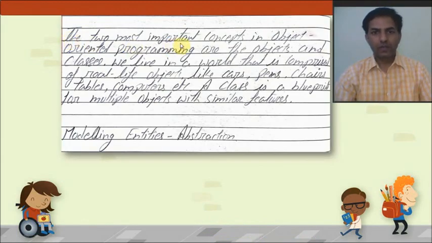The two most important concepts in object oriented programming are objects and classes. We live in a world that is comprised of real life objects like cars, pens, chairs, tables, computers, etc. A class is a blueprint for multiple objects with similar features.